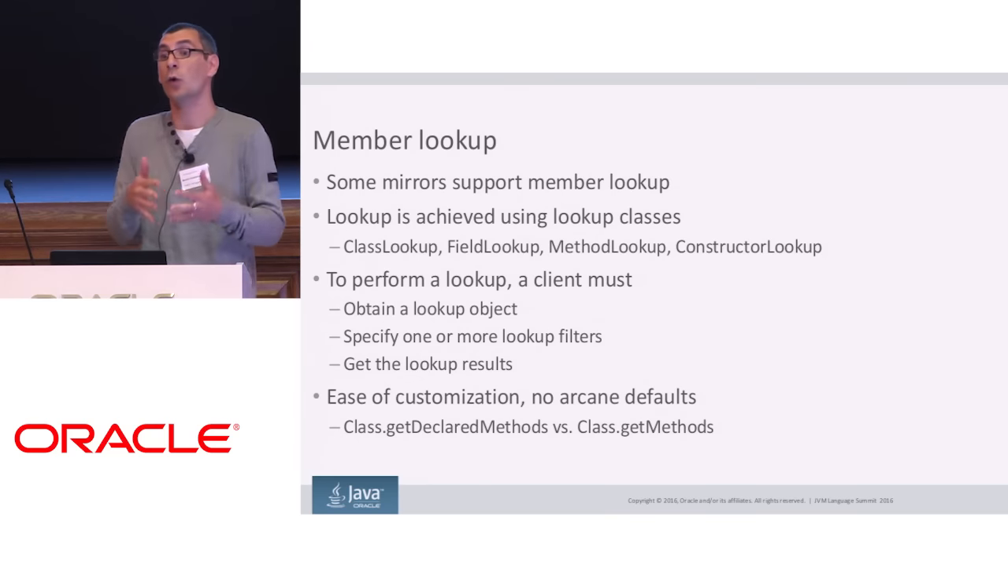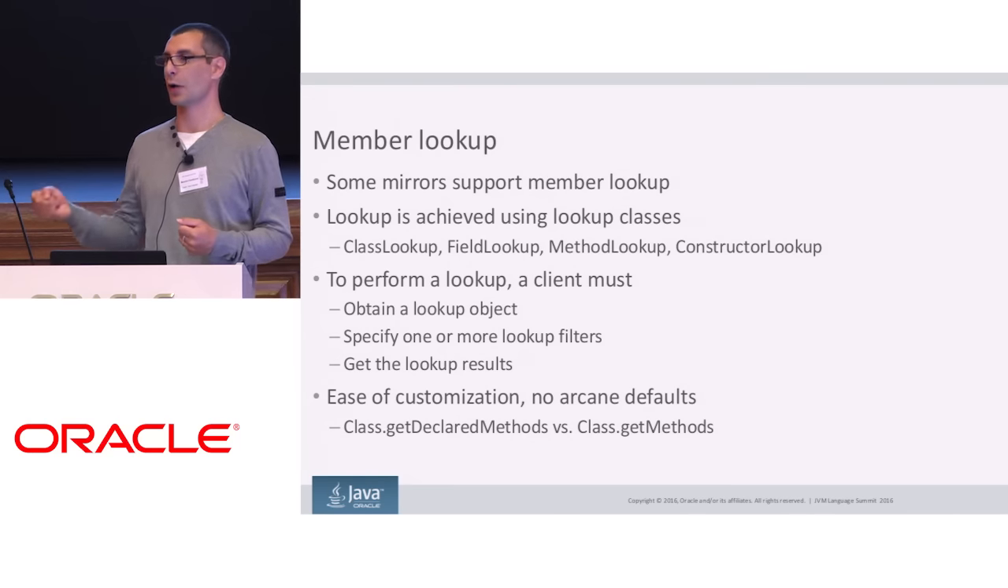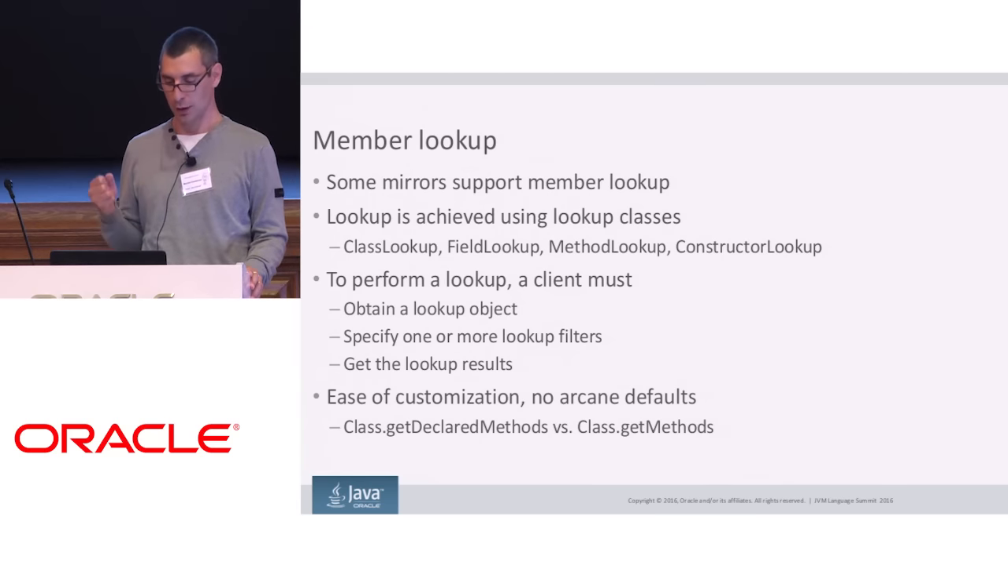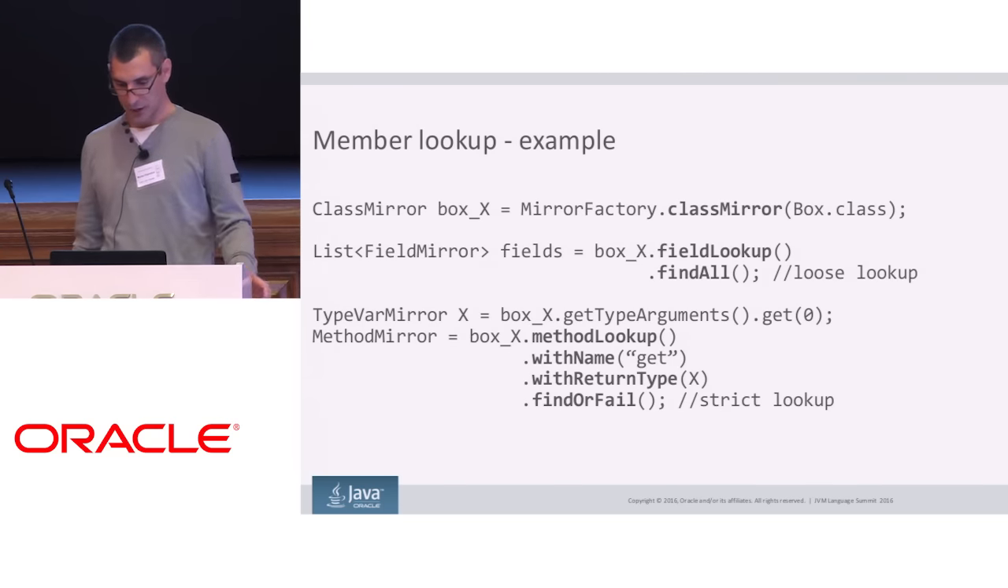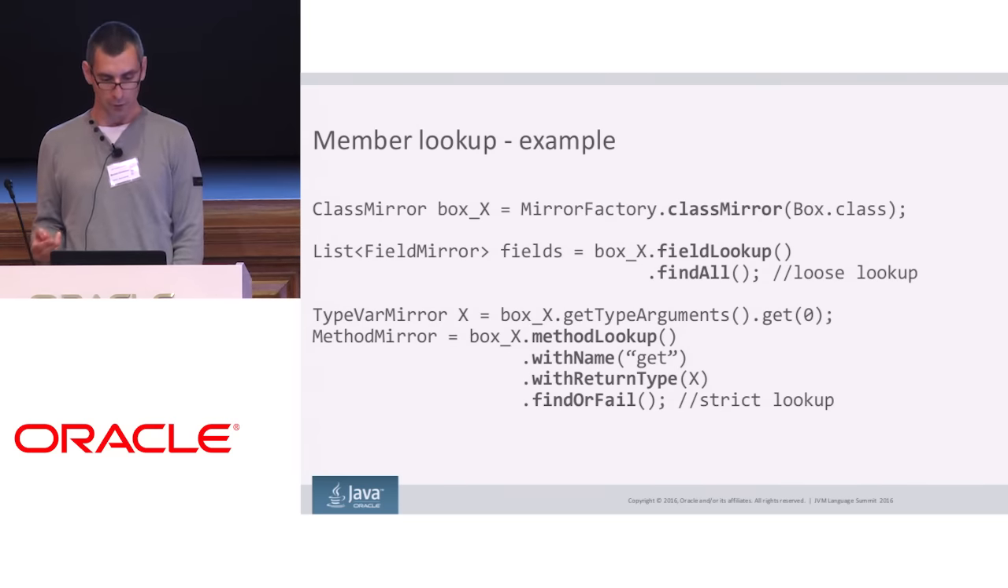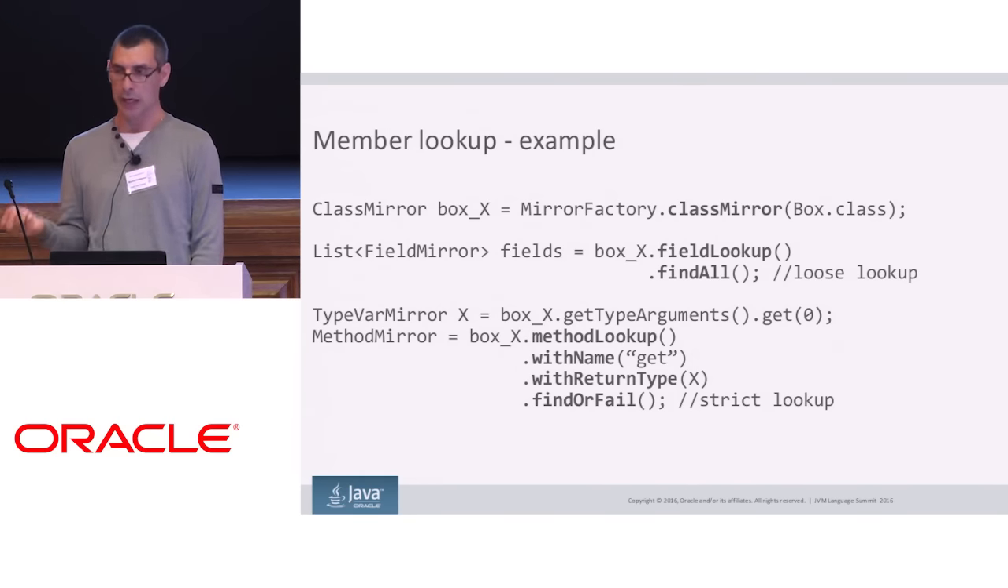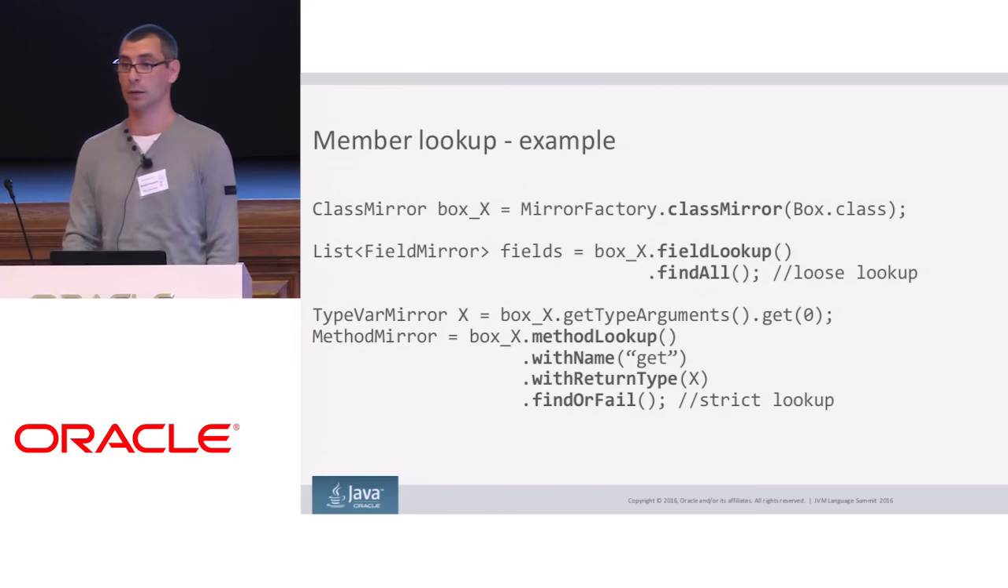If you are interested in all the possible matches for your lookup, you call a method called findAll. If you are interested in a unique match, you call a method called findOrFail, which either will give you the unique match or will just throw an exception. So these are a few examples for lookup. If we have a mirror for box of x, we can look, for example, for all the fields, and that works. Or if we are interested in a particular method, we can get a method lookup, filter by name and specify get, and filter by return type and say the return type has to be the mirror for x. And then I can call findOrFail, and that works.